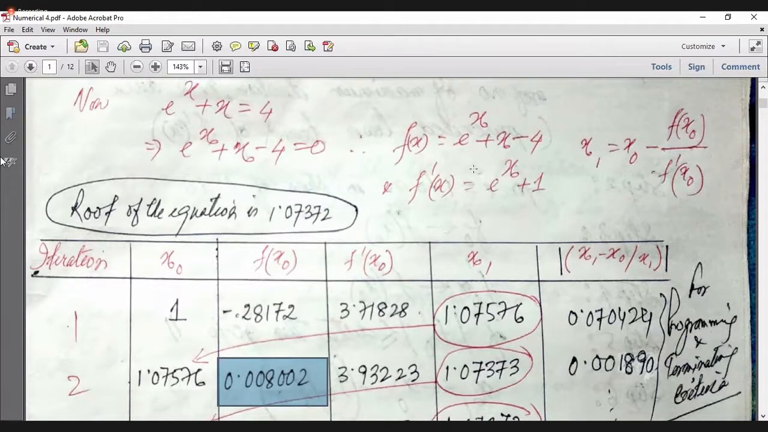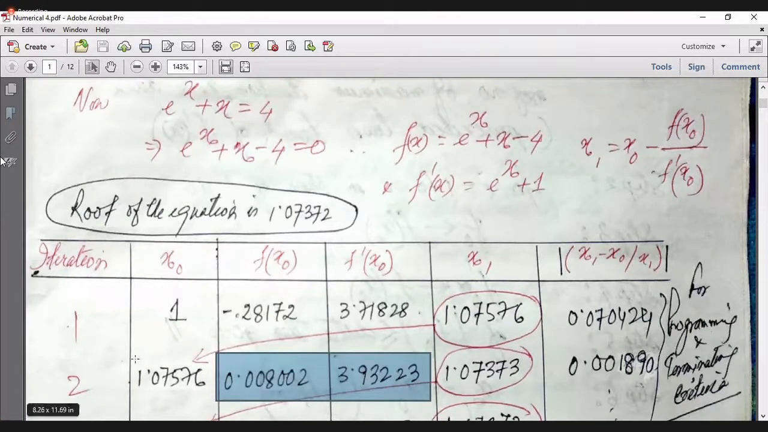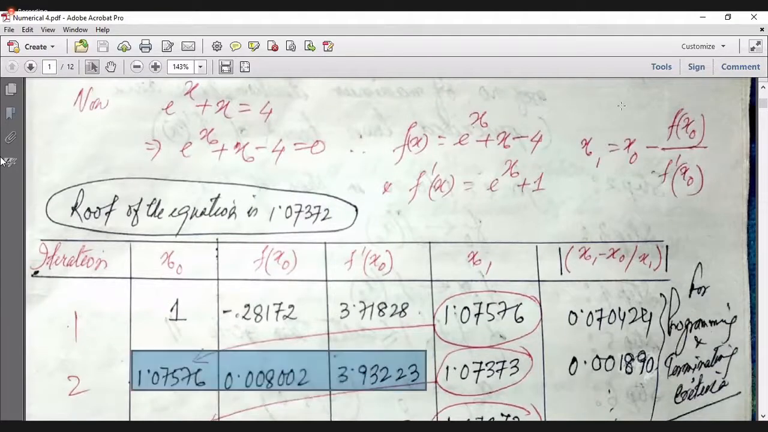Similarly, again, to find the derivative of the given function, you substitute the value here. Then we find the derivative of this function, right? So in this way, we calculate these three. Now we know these two values. Then using these three values in the given formula over here, you substitute here. Then we can find the new x1.